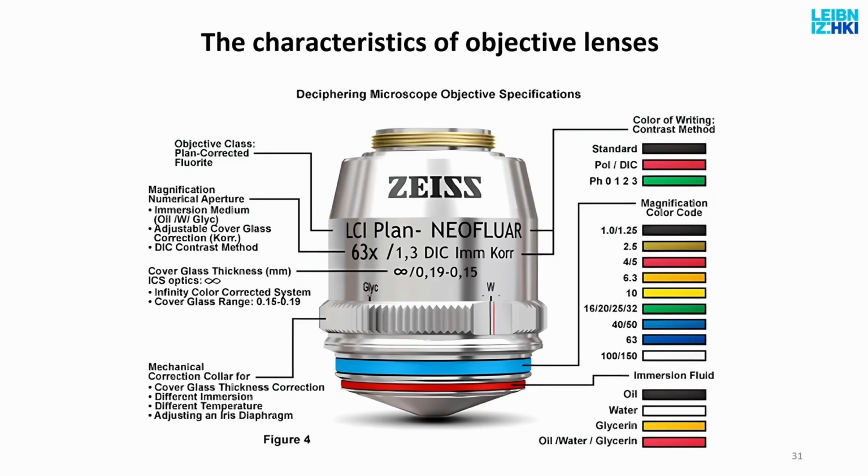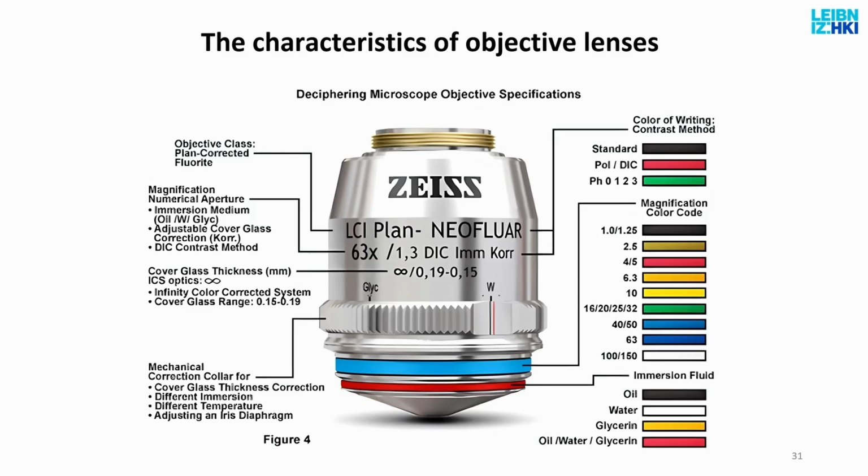The next combination of letters, in this case, is DIC, differential interference contrast. It could also be PH for phase contrast. It means which transmitted light microscopy modality the lens is prepared for. We will talk about this a bit later. This lens is prepared for differential interference contrast. This is a method with which you can see very thin cells, which you would otherwise not see with a regular transmitted light microscope.